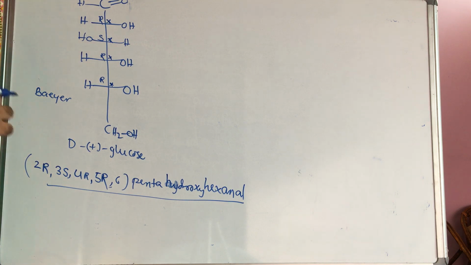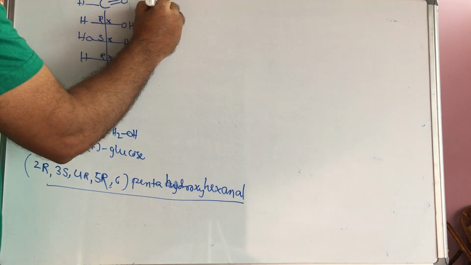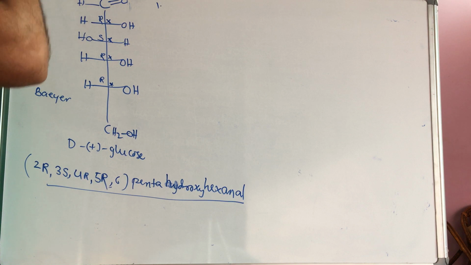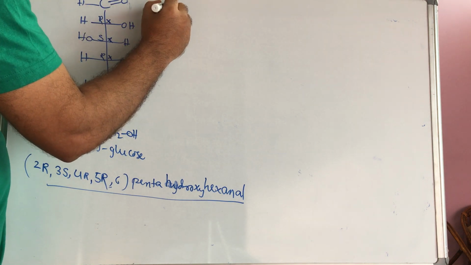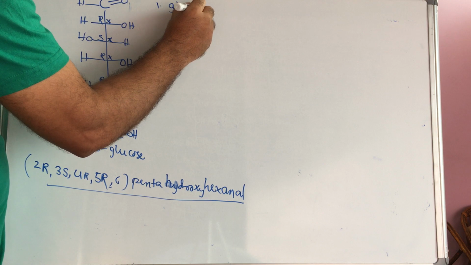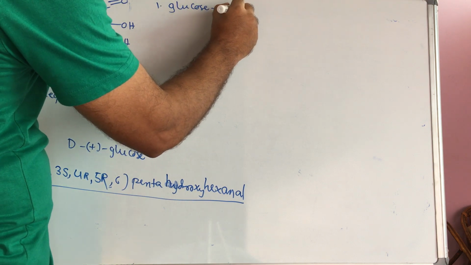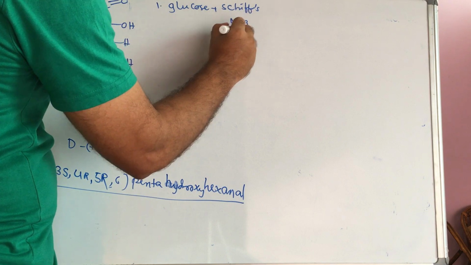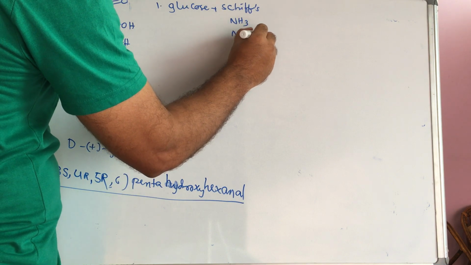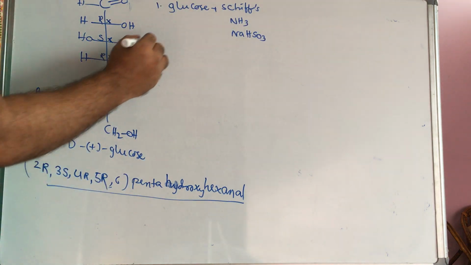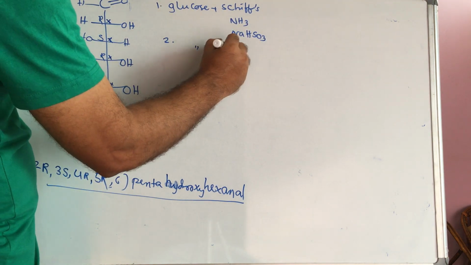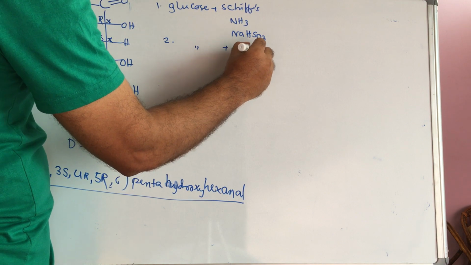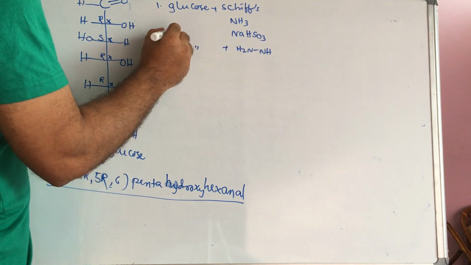Next, this open chain structure explains many properties, but a few properties could not be explained. What are these properties? One is that glucose does not react with Schiff's reagent. Another is ammonia, and another is sodium hydrogen sulfite. Second, glucose does not react with hydrazine.